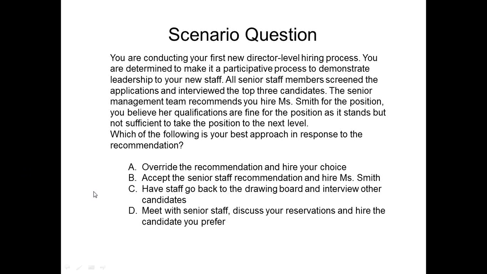But here's something for me to confess. Since I have the older version of the study guide, I have the version that reads as you're reading it here, and B is the accepted answer. Accept the senior staff recommendation and hire Ms. Smith. Point being that you're determined to make it participative. You're determined to demonstrate leadership to your staff. So because of that, B was perceived the better answer. I couldn't agree more that with the rewrite to D, that would be the better way to play.